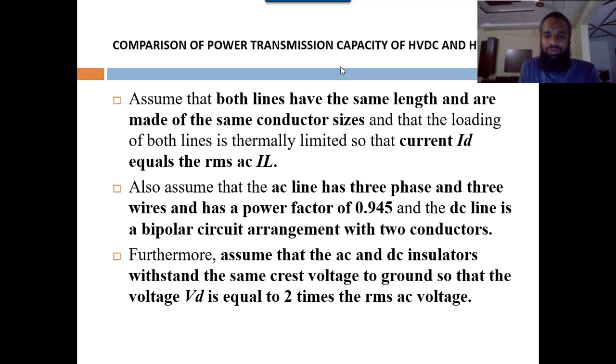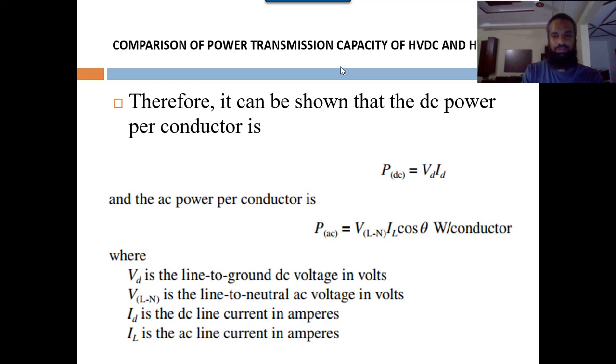While for the AC system we need to make a further assumption that the power factor of the system is 0.945, and for the DC line a bipolar circuit arrangement with two conductors is developed. The third most important point is that the AC and DC insulators withstand the same crest voltage to the ground, so that the DC voltage is equal to √2 times the RMS voltage of the AC. Because if you see the system, we are using two separate circuits connected together, so the voltage is √2 times the voltage of the AC.